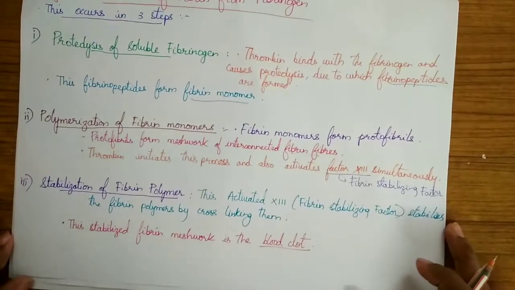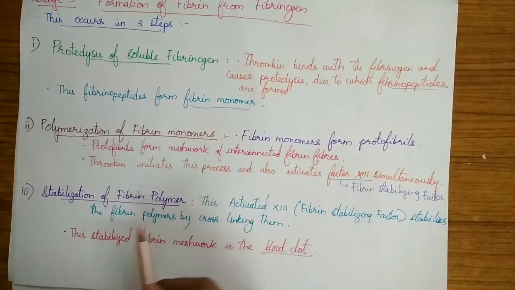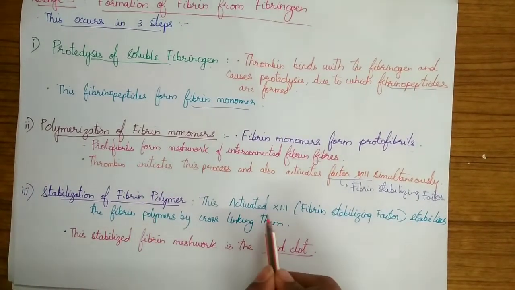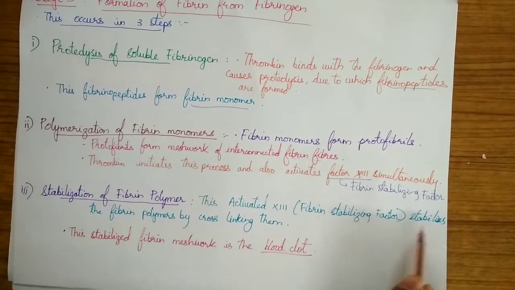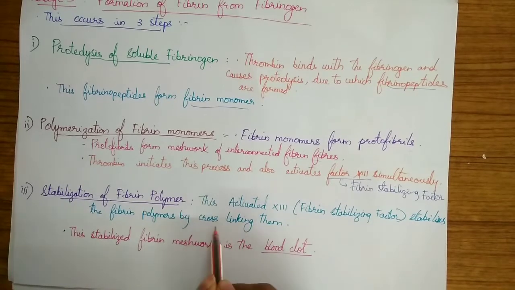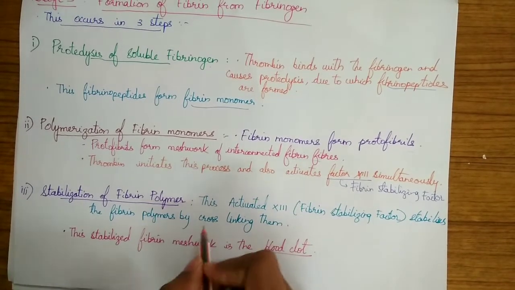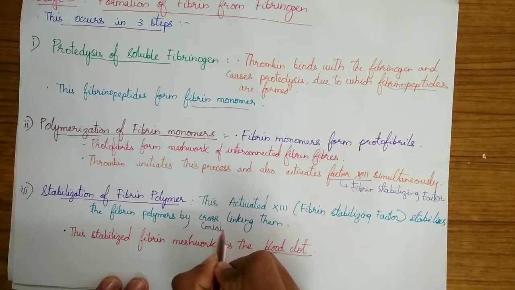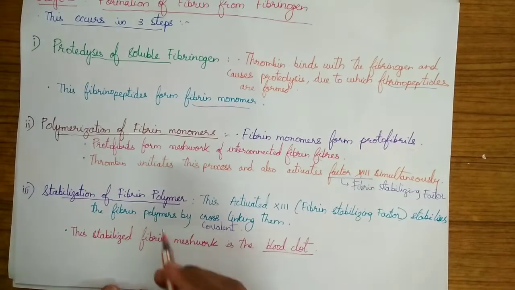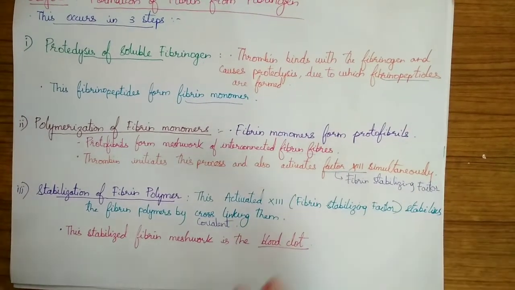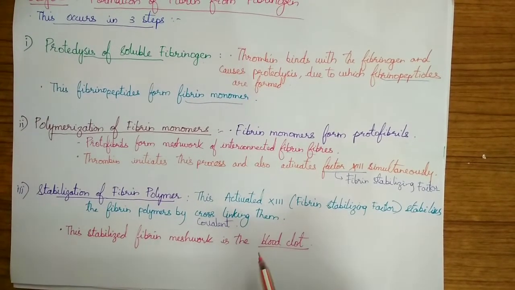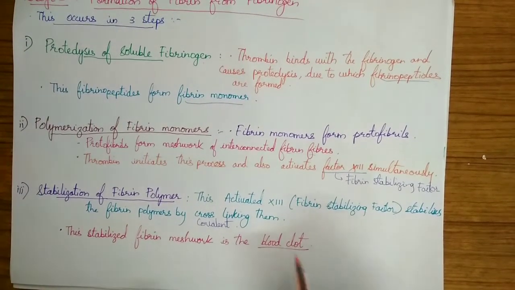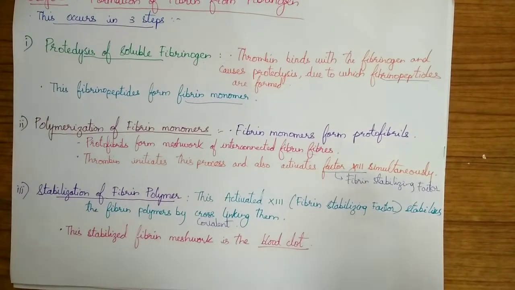The next step is stabilization of the fibrin polymer. So this activated clotting factor 13 or fibrin stabilizing factor stabilizes the fibrin polymers by cross-linking them. So there will be covalent cross-linking between these fibrin polymers to form a stable clot. This stabilized fibrin meshwork is the blood clot. So the blood clot is finally formed in stage 3.